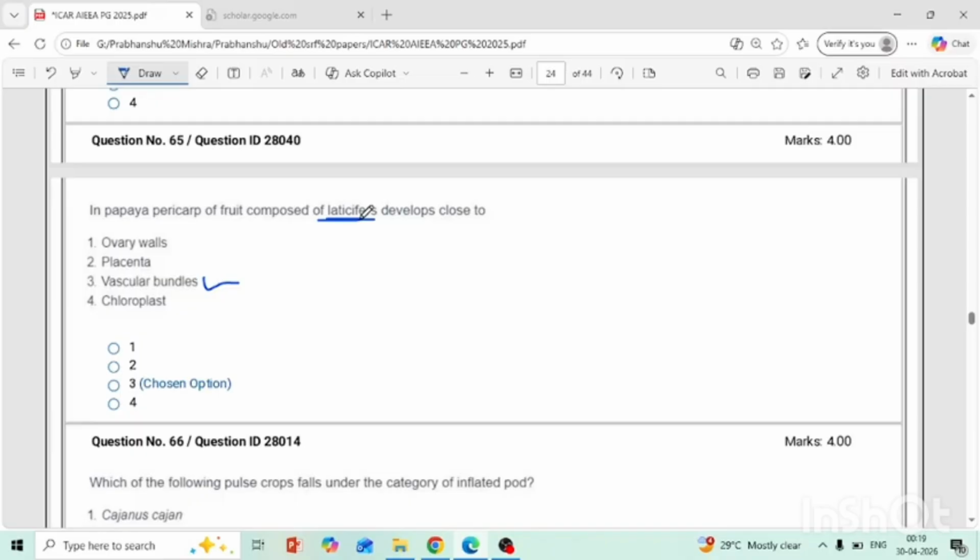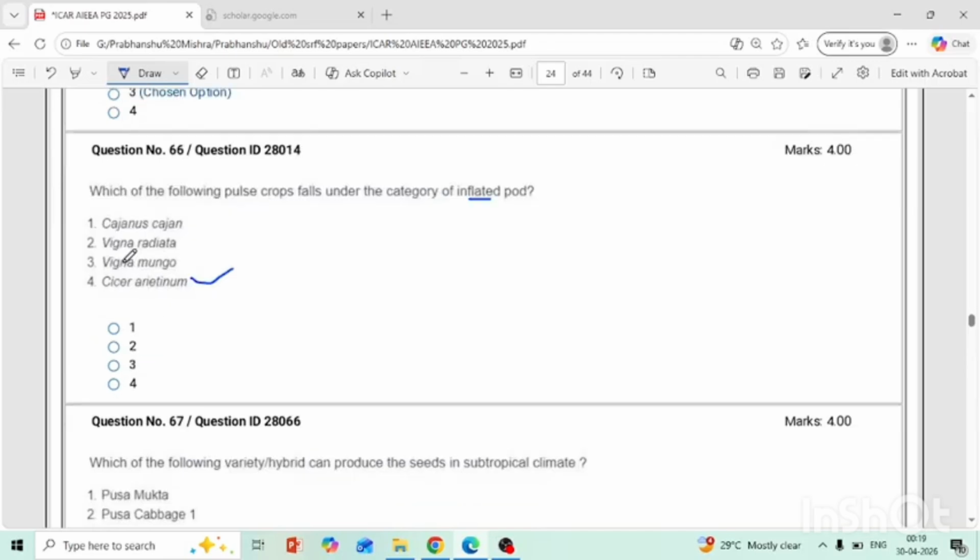Which of the following pulse crops falls under the category of inflated pod? They are not talking about flat, means flat and inflated. So if you see the fruits of Cajanus cajan, means pigeon pea, Vigna radiata, moong, Vigna mungo, black gram, their pods are elongated and flat. But if you see Cicer arietinum, means chickpea, the pods are round, not flat type pods. So based on morphology you can easily solve these types of questions. Okay.